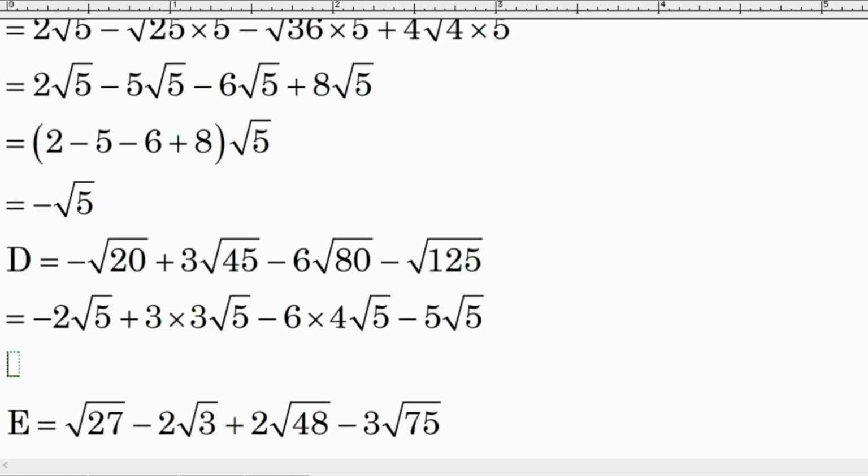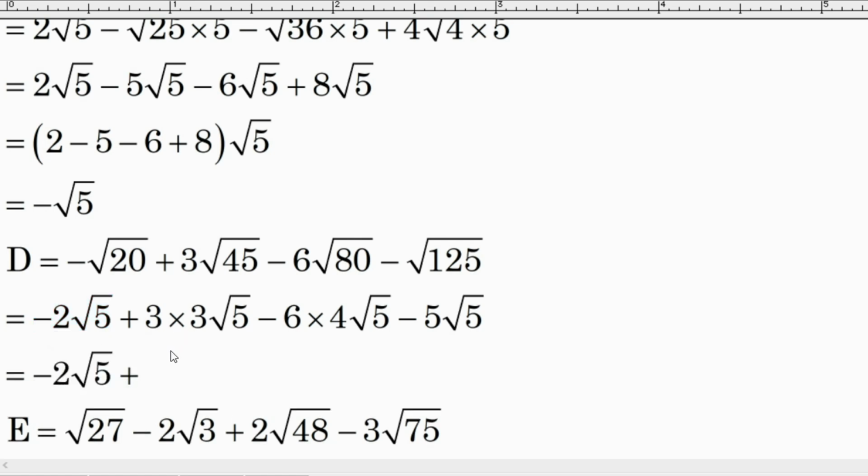That is easy, right? Okay, so then equal to, I just want to go a little bit faster because you already understand, so maybe you can solve it by yourself, but we have to finish this question. Okay, so let's go on. So we have minus 2 here, and then plus 3 times 3, which is equal to 9 square root of 5, and then minus 6 times 4 here, which is equal to 24 square root of 5, and then minus 5 square root of 5.